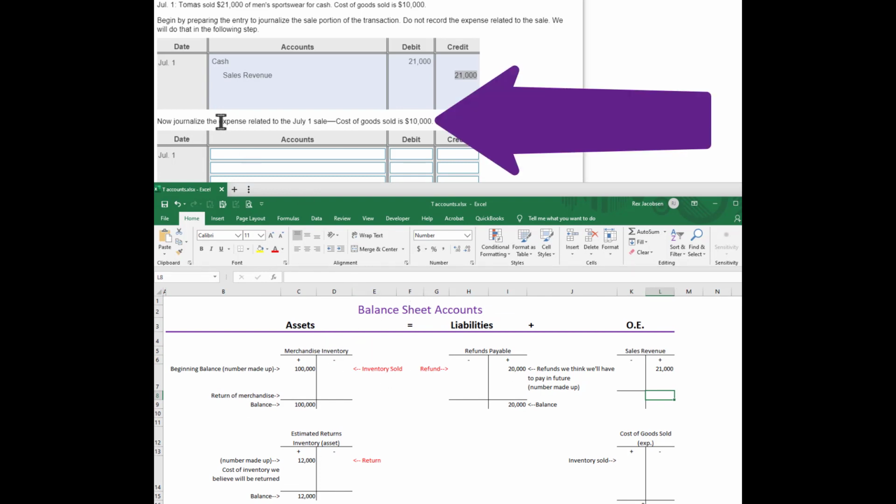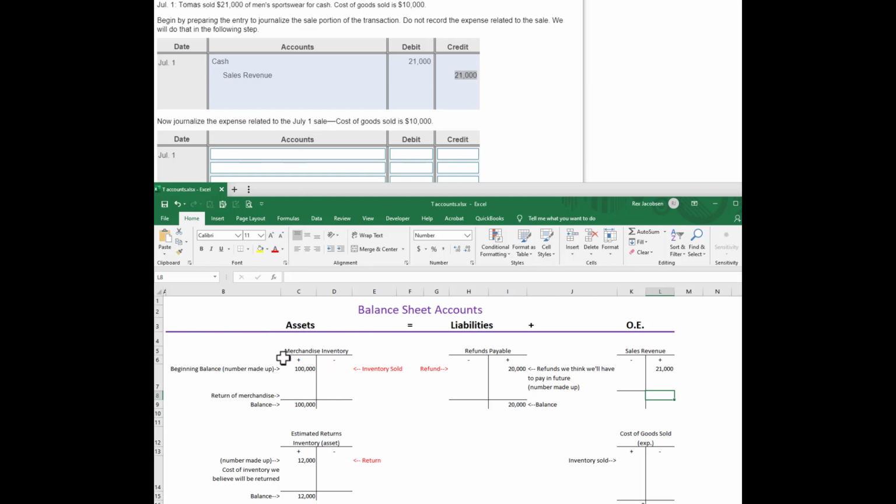Next, journalize the expense related. So what's happening to inventory? We had $100,000 and we sold some of it, and it cost us $10,000. So when we sell some inventory, we have to lower inventory. And which amount am I going to use? Well, remember, inventory is always listed at the cost. So the cost of the goods is $10,000. So we sold some product, also called goods. They cost us $10,000. We sold them for $21,000. So inventory is going to go down.